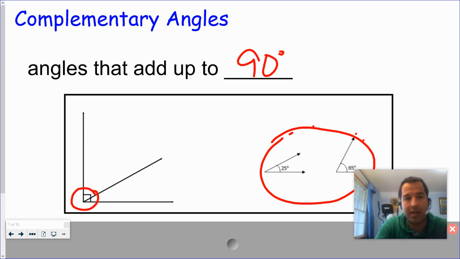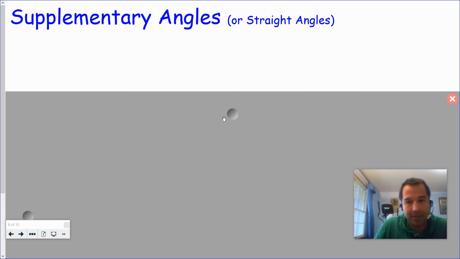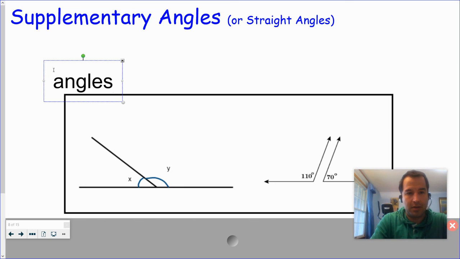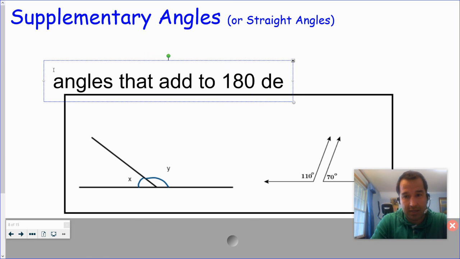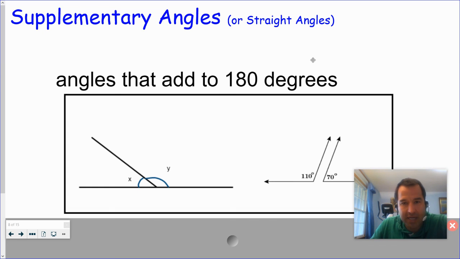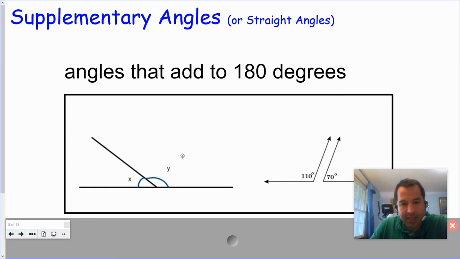Okay, complementary angles. Which of course then means that this other one, supplementary angles or straight angles, are angles that add up. Let's write this down. Angles that add to 180 degrees. Okay, angles that add up to 180 degrees. All right, write that down. So again, here, this should be a straight angle. You see X and Y are supplementary.